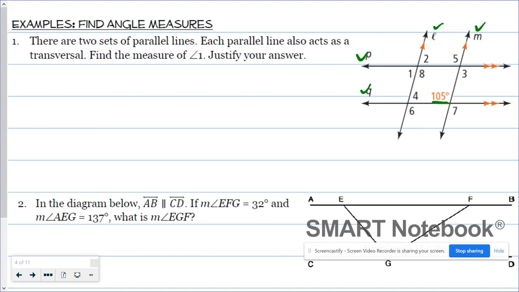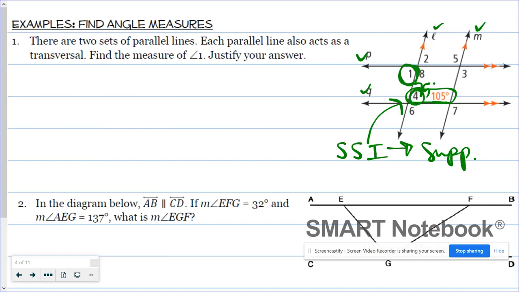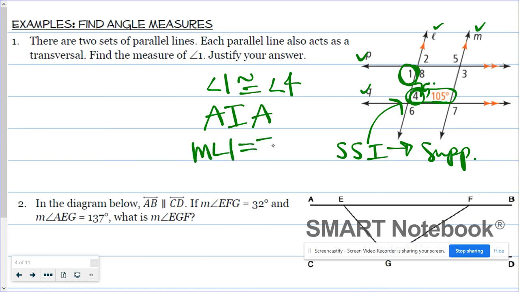We could totally use the fact that angle 4 and that 105-degree angle are same side interior angles. So, same side interior. And we know that those angles are supplementary, which means that angle 4 would have a measure of 75 degrees. And then angles 1 and 4 are congruent because they are alternate interior angles. Therefore, the measure of angle 1 would also be 75 degrees.